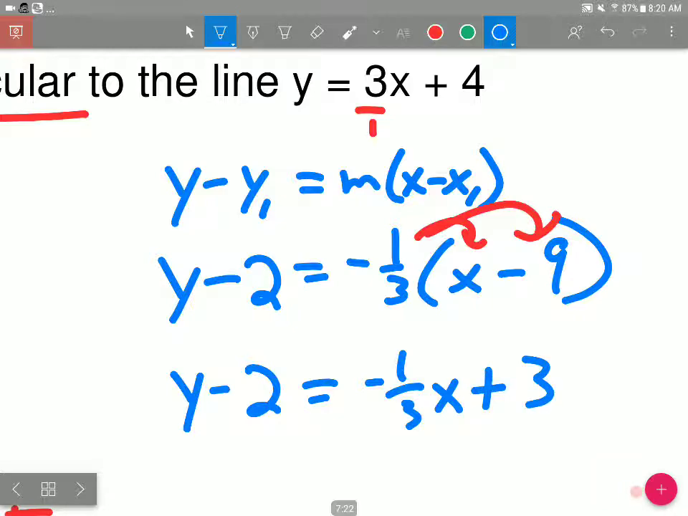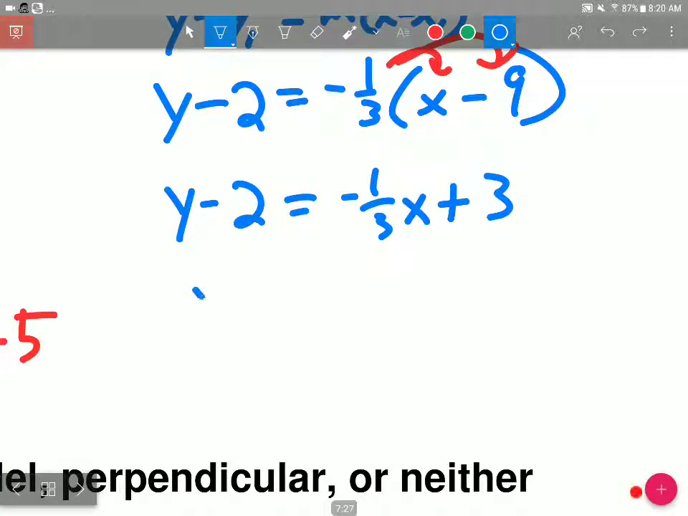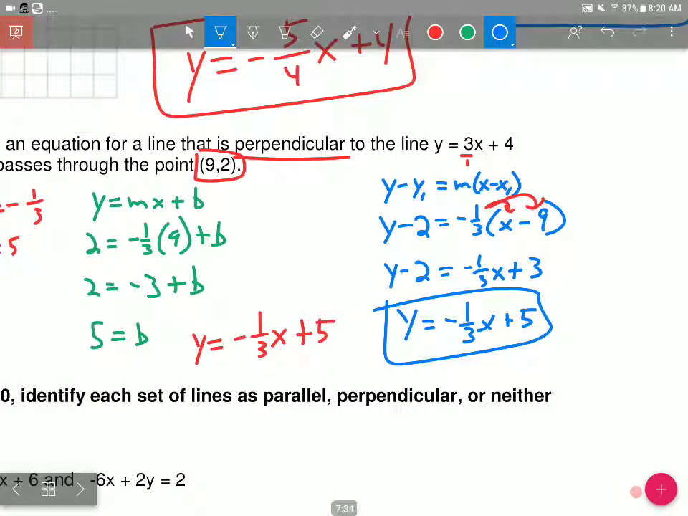Last thing to do, add the 2 to the other side. So y equals negative 1/3 x plus 5. And yay! I got the same thing twice. I hate it when I don't. And there you go. That's that.